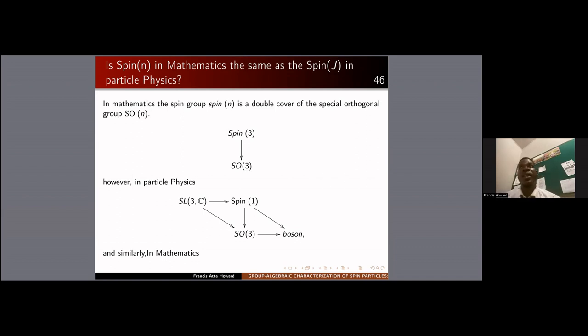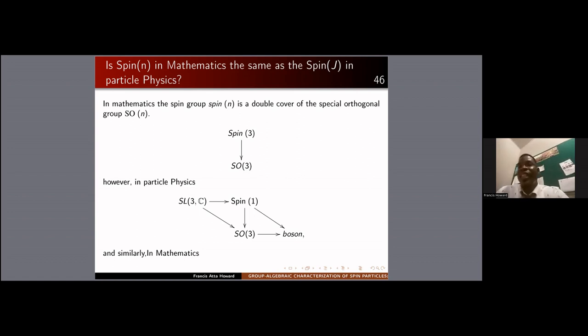This can be seen when we look at the following two examples. In mathematics, spin 3 is isomorphic, or maps, to SO3. They say it's a double cover of the SO3 group. Now, in particle physics, when we look at the structure in the propositions we argued above, the lemma and theorems, the SO3 would be in the SL3C, classical matrix. And this is just a spin 1, which is a boson. So spin 1 is SO3, which is a boson. And spin 3 in mathematics is an SO3. So the two are never the same.